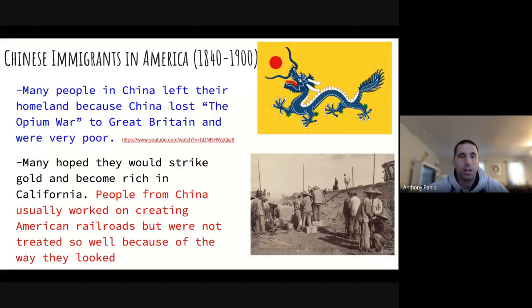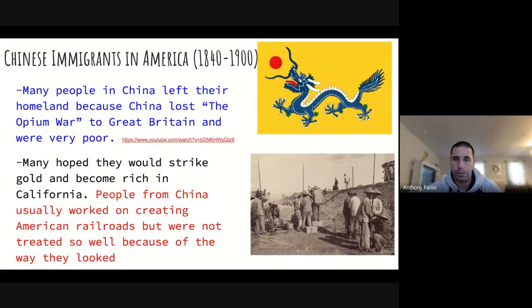So you're seeing consistent things. When people come to the United States, they are given opportunities, but the treatment of them isn't so great for the most part. And you're also noticing that a lot of them were leaving because of problems in their homeland. So this is very consistent with some of the things we've talked about before.